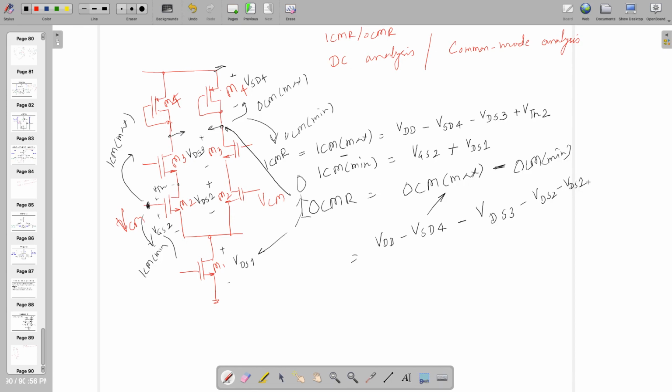So this is going to give you the ICMR and OCMR max and min, right? And there is no role of this resistor, as it is between these two nodes, where it's going to be decided by the available voltage over here. It's depending on VDS2 plus VDS1, or you can say it's depending on VDD minus VSD4 minus VDS3, right? So on either side, you need to apply KVL just to respect the energy conservation law.